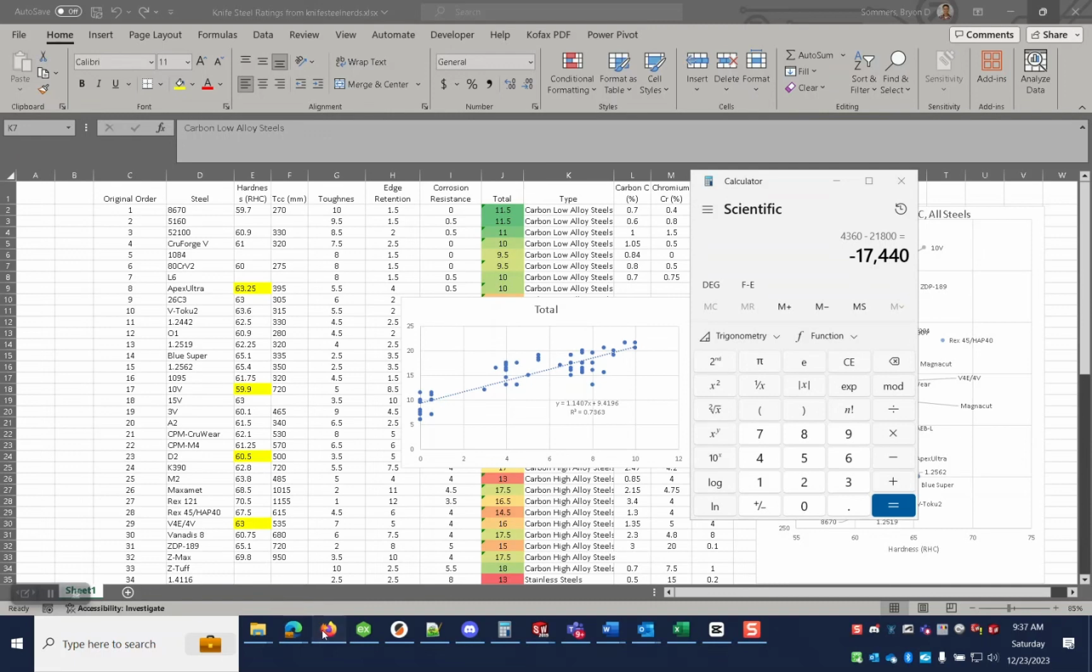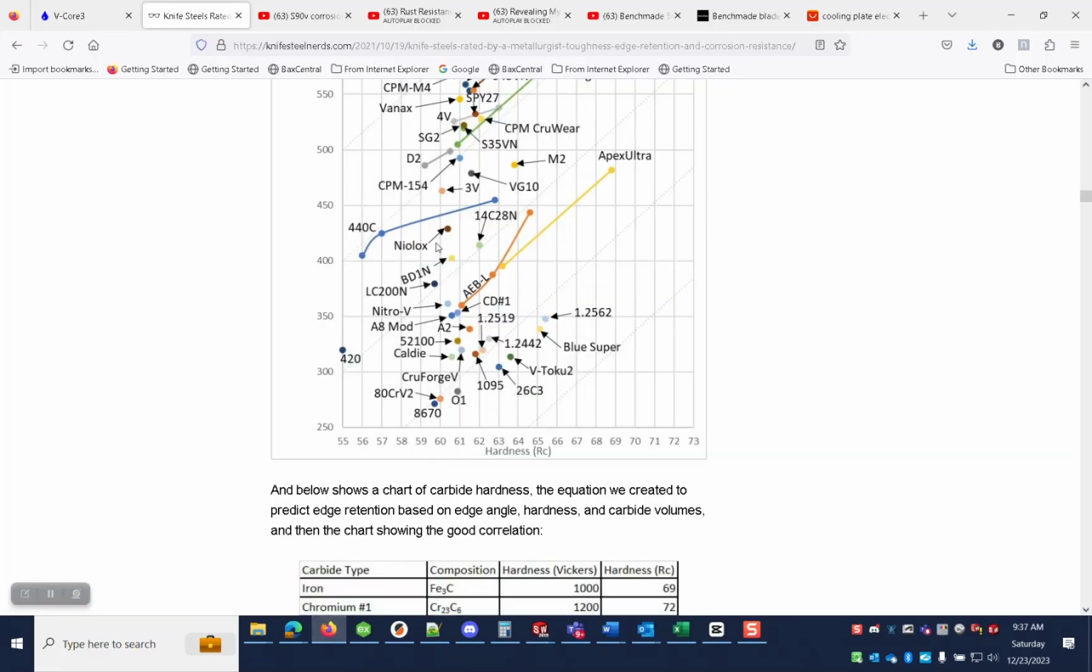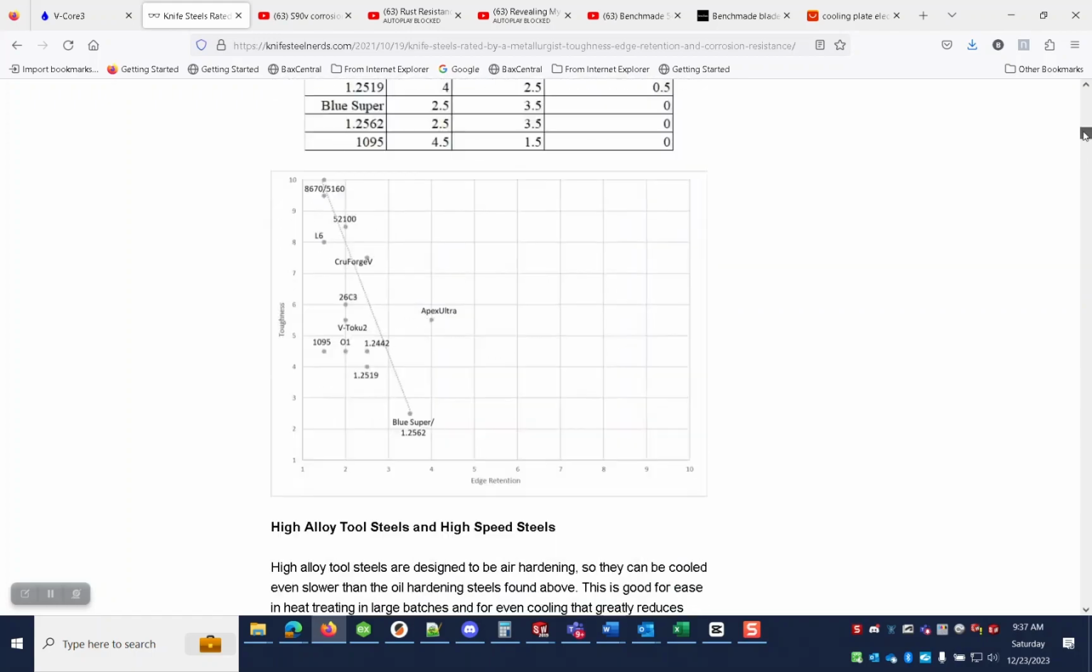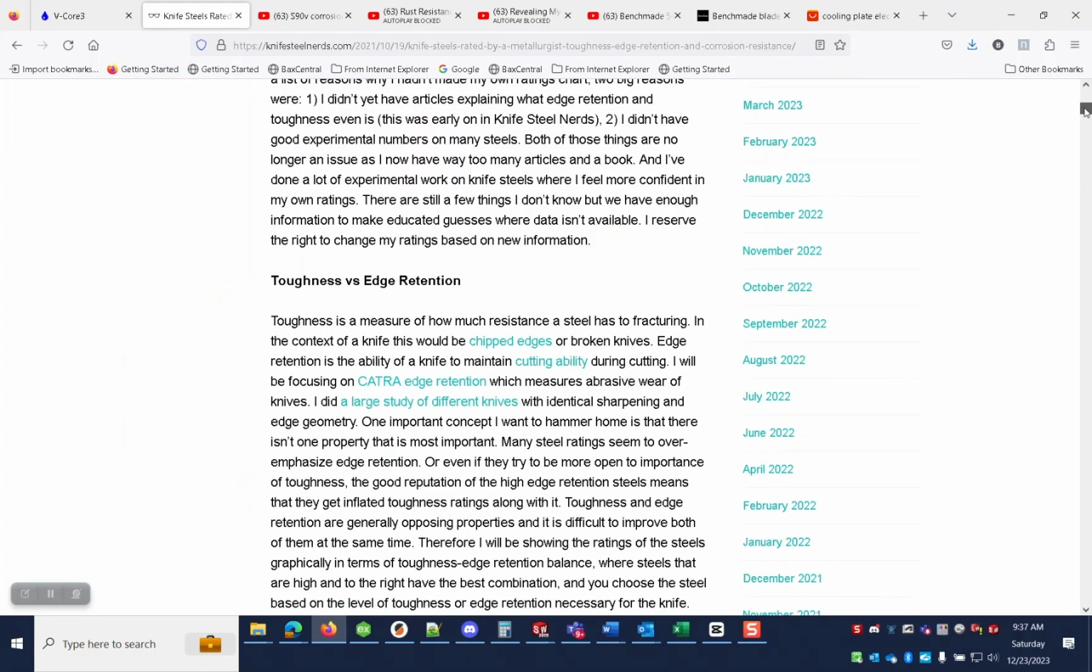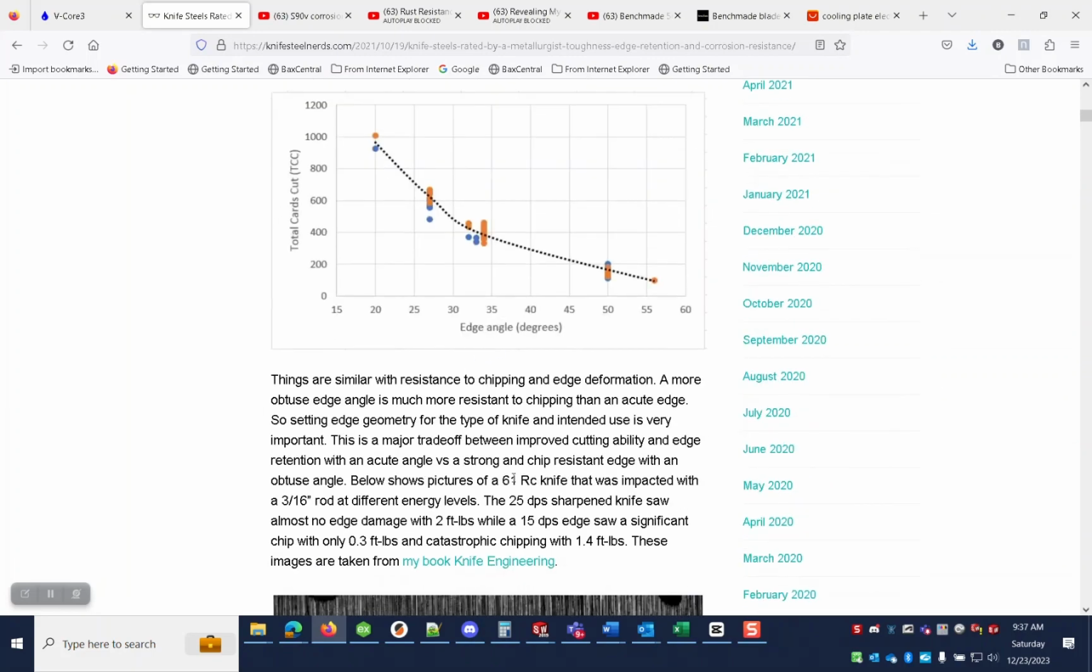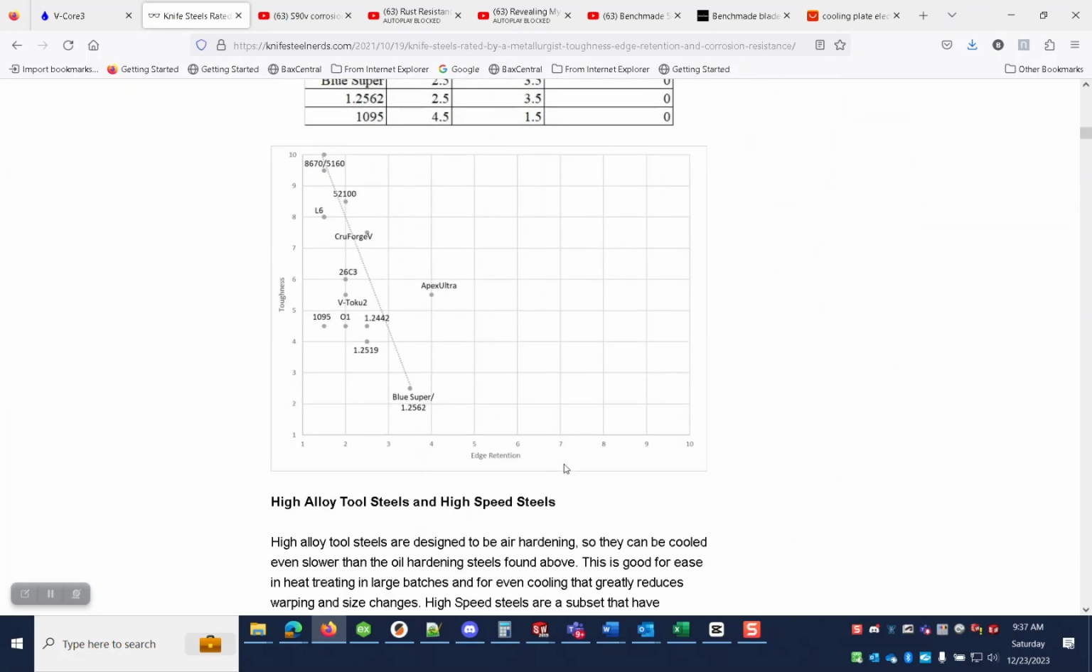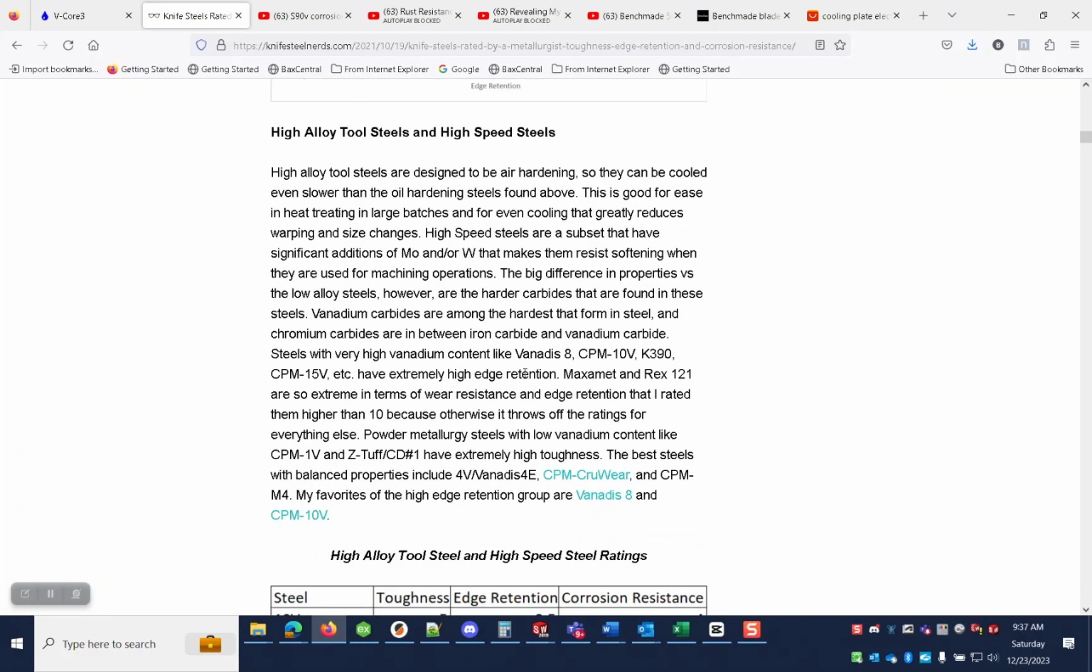So I was just playing around with some data from knifesteelnerds.com. Dr. Larrin Thomas basically created all of this data, or summarized all of this data. And I don't know if it's available to actually download and manipulate. So what I did is recreated all of it in Excel just so I can play around with it.